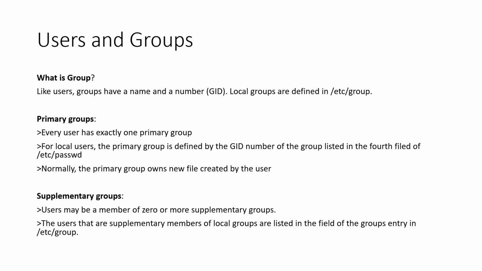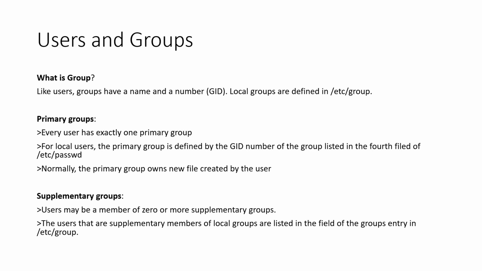Suppose I am going to create one new file on the system. By default it will assign the primary group to that file. It means the primary group owns that newly created file.